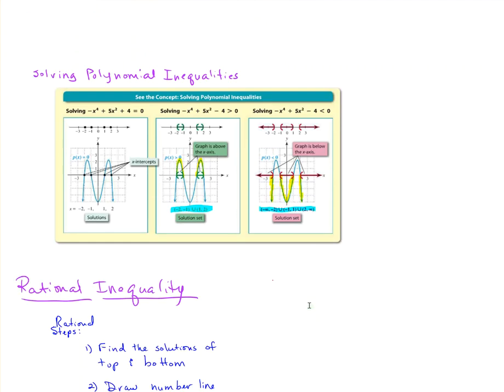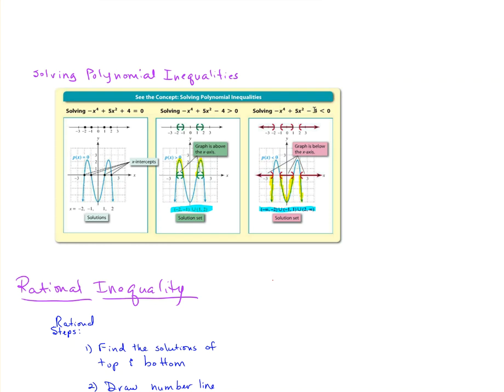Now, solving polynomial inequalities. Let's look at this chart here. So here is an equation, negative x to the fourth plus 5x squared plus 4 equals 0. And that's the graph of that, and the solutions are the places that it hits the x-axis. But if we're solving that same thing greater than 0, it's the graph that's above. So we have from negative 2 to negative 1, union, because we have a break, and then we have from 1 to 2. That would be the solution for that because it's an interval.